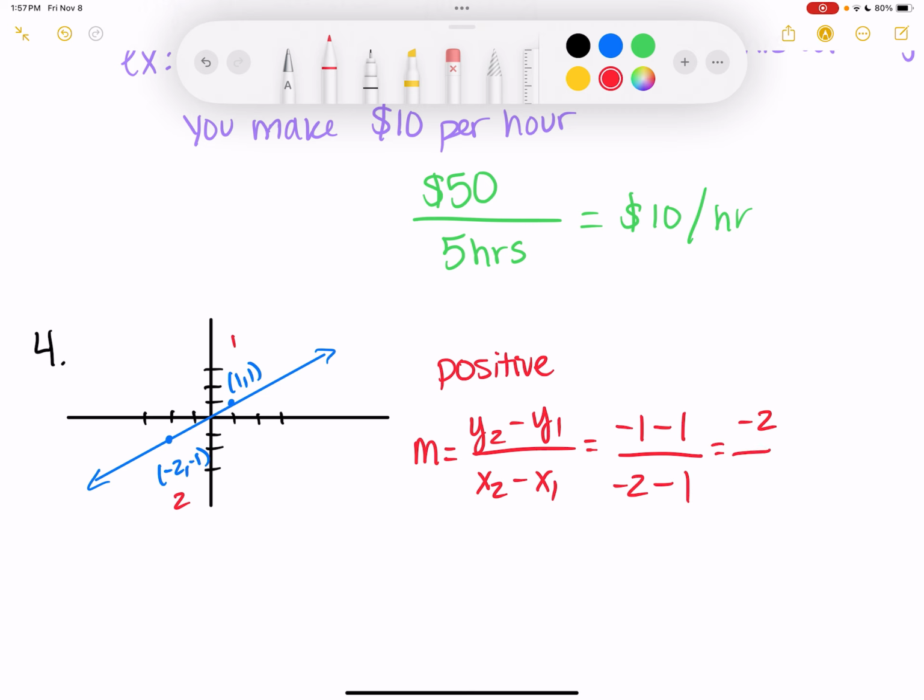Negative 3. So notice this is negative 2 over negative 3. So what does that equal? Positive. Yep, 2 over 3. Positive 2 over 3. So this would be the slope for this one. How do we get a positive? Negative divided by negative is positive.